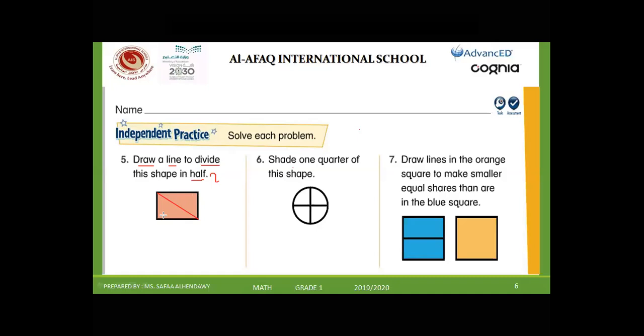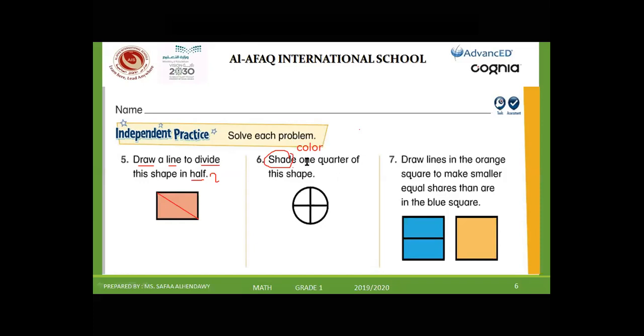Now go to number six. Shade. What is the meaning of the word shade? This means to color, but if you can't use your color, no problem. You can use your pencil. You can write here color, so as not to forget it.